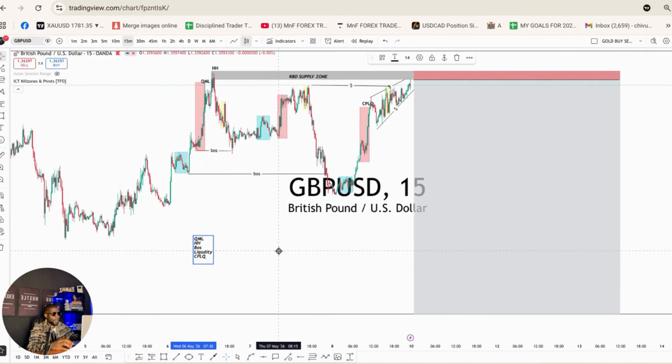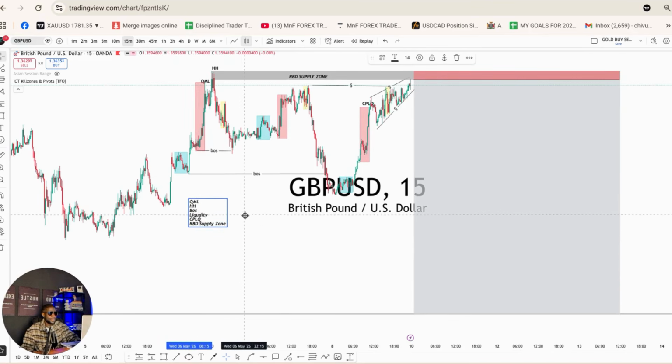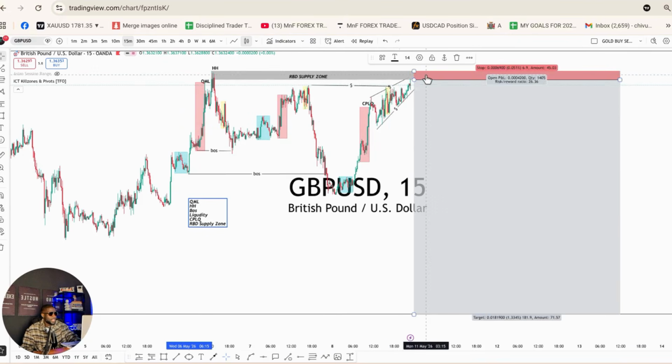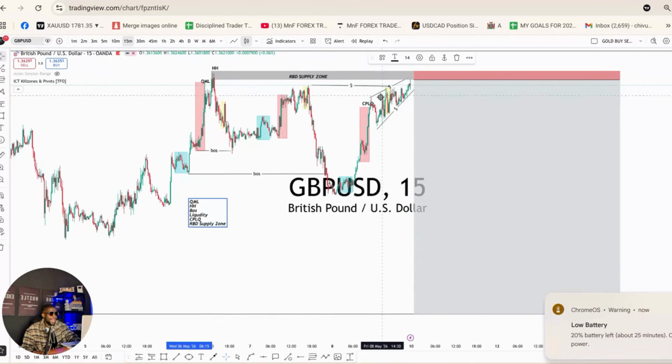And we have our rally base drop supply zone. Whenever I have this, I am so confident that we are going to have a banger of a trade right here. Whenever your setup has these elements, the QML which breaks structure to the downside, a higher high right there, and you can see that these equal highs were taken out, and then we have a CPLQ, a compression plus liquidity.